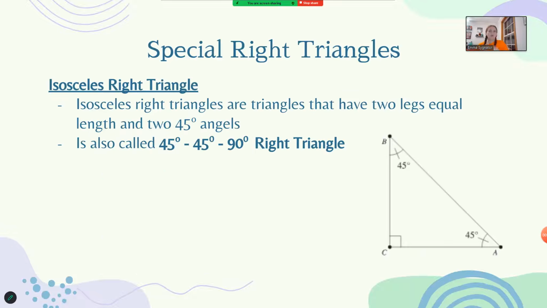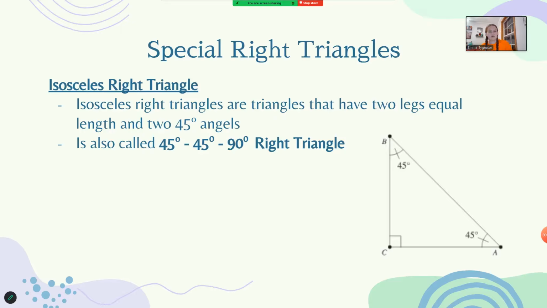Alright, now I'm going to explain to you the two different types of special right triangles. The first type is isosceles right triangles. Isosceles right triangles are triangles that have two legs of equal length and two 45-degree angles. This is also known as the 45, 45, 90 right triangle.